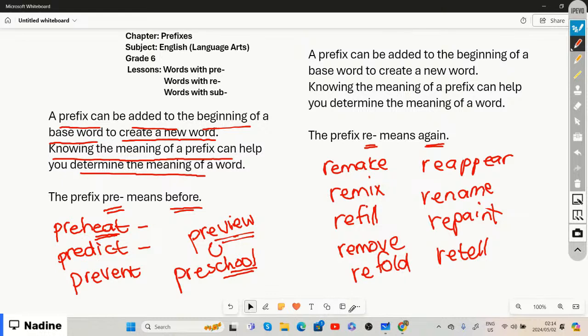That is why we're saying that knowing the meanings of these words, like pre, that is before, re, that is again, will then help you to determine the meaning of the word.